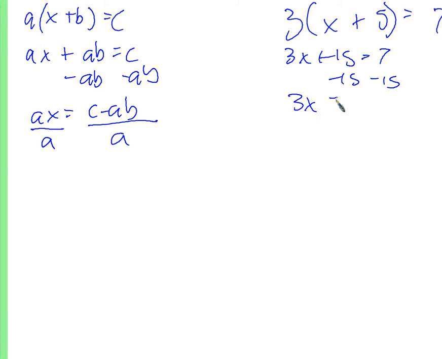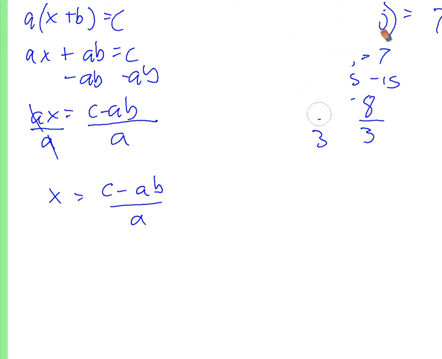Just like if I had 3X equals negative 8, I would divide by 3 at that point. Not 3X, just 3. Cancel out the 3. A will cancel A. X equals C minus AB over A. That is all. Okay. That's what the other part of the problem is asking you to do.